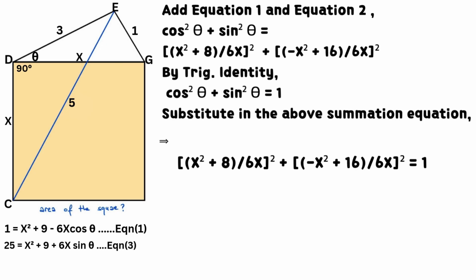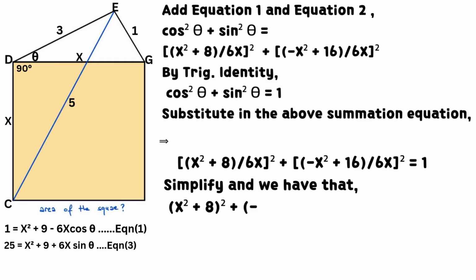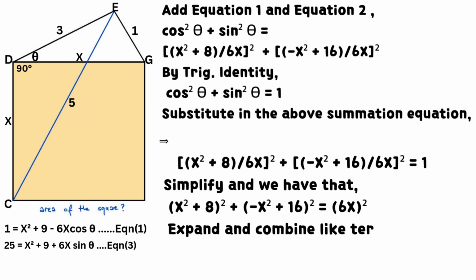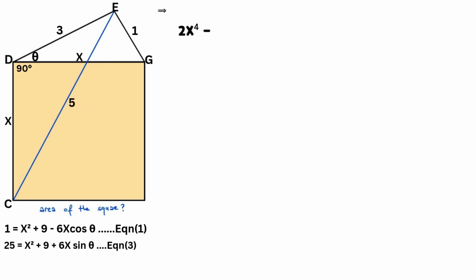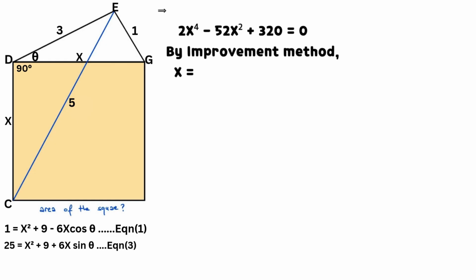This implies that the square of x squared plus 8, all divided by 6 times x, plus the square of negative x squared plus 16, all divided by 6 times x, equals 1. Simplify. Expand and combine like terms. It follows that 2 times x to the 4th power minus 16 times x squared minus 6x, all squared, plus 320 equals 0. Simplify. It signifies that 2 times x to the 4th power minus 52 times x squared plus 320 equals 0.